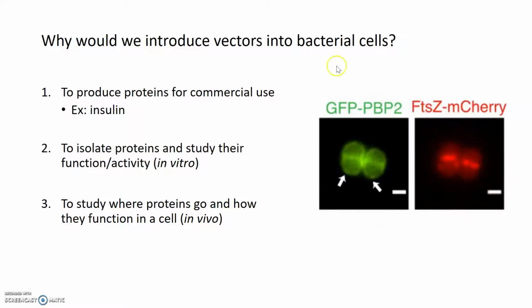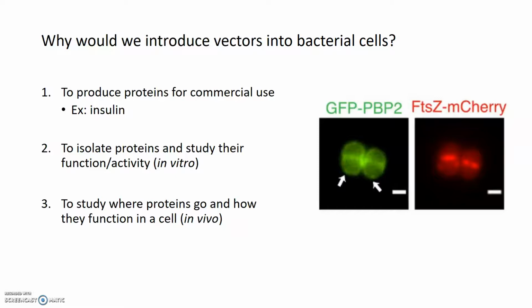And why would we even bother to introduce different types of plasmids into bacterial cells in the lab? There are a couple of different reasons why we might want to do this. The first is because these vectors or plasmids can be used to synthesize proteins of our own interest for different uses. If we insert a vector containing a gene, that gene can be expressed as a protein, and then we can do different things with those proteins. The first is we can produce a lot of them and then isolate them for commercial use.